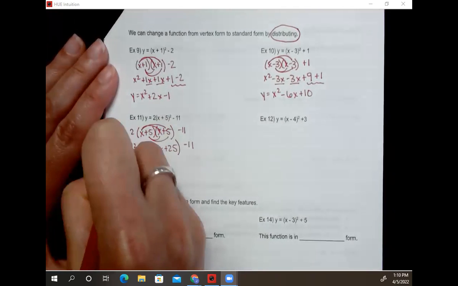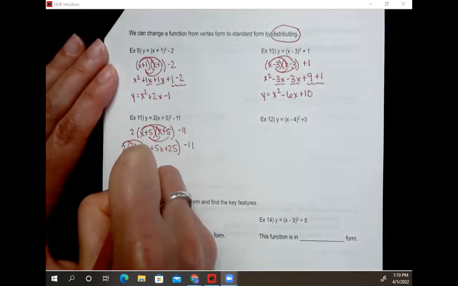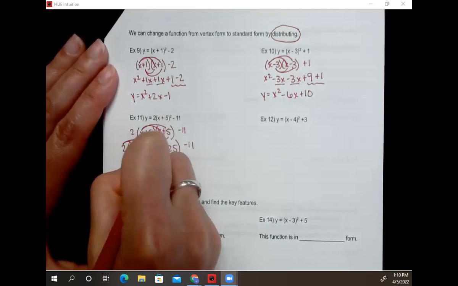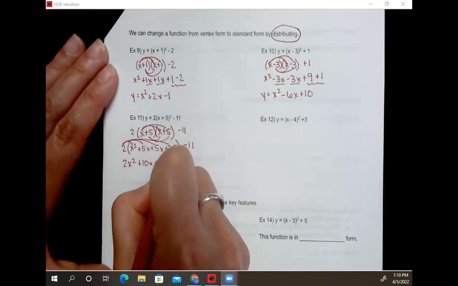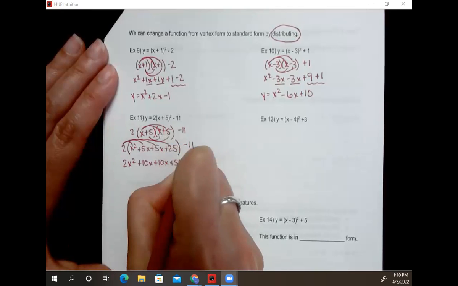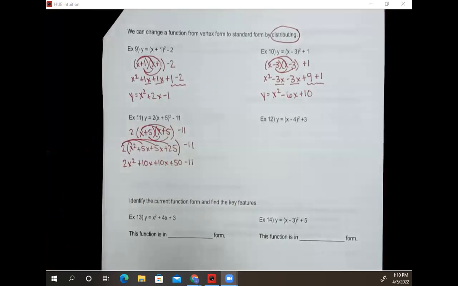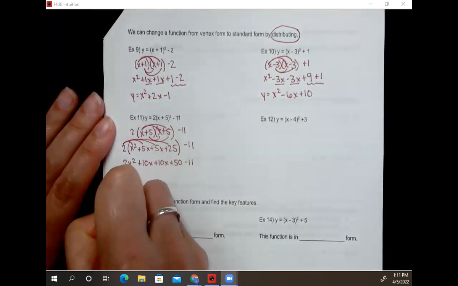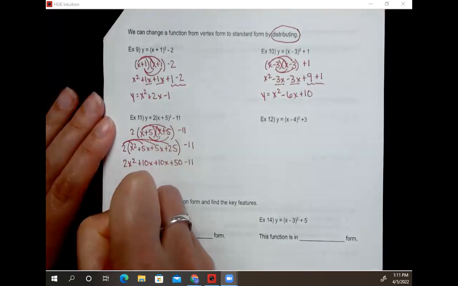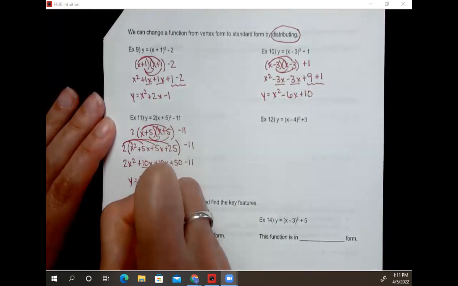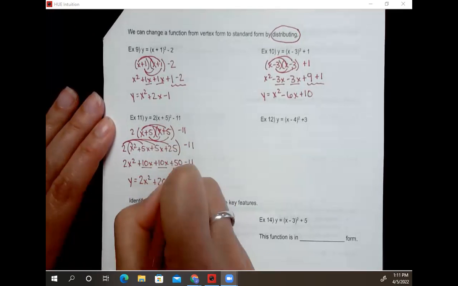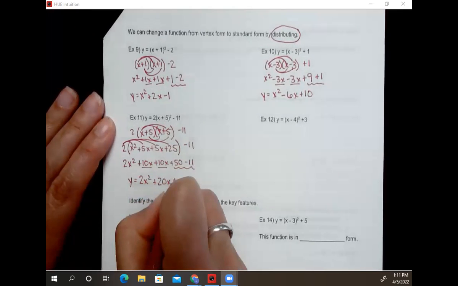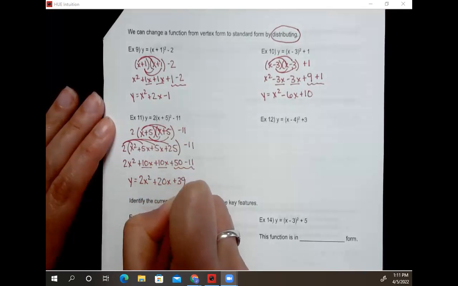This would be 2x squared plus 10x plus 10x plus 50, and then minus 11 at the end. Now that I'm all done multiplying, I'm going to combine like terms. So I get y equals 2x squared, 10x plus 10x would be 20x, so plus 20x. 50 minus 11 would be 39, so plus 39.